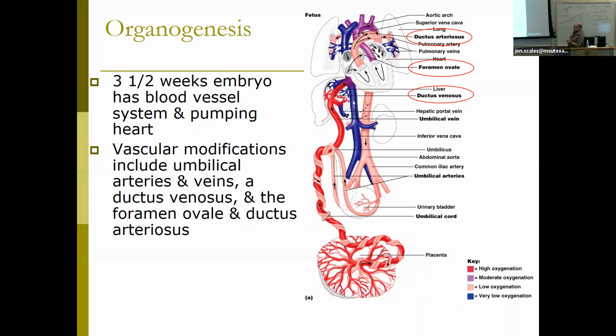So some of the key things that are different between embryos and adults, and we'll talk about their circulatory system. So let's take a break, and then we'll come back and we'll talk about that and the pregnancy itself and the changes that happen there.